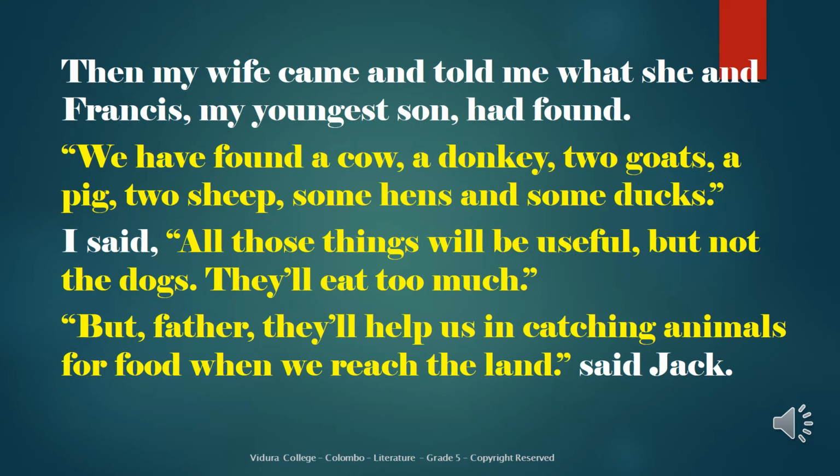Then Mrs. Robinson came and told Mr. David Robinson what she and Francis, the youngest son, had found. They have found a cow, a donkey, two goats, a pig, two sheep, some hens, and some ducks. So Mr. David Robinson said, "All those things will be useful, but not the dogs. They will eat too much." So when he said like that, Jack felt very sad and he didn't want to leave the dogs. So he said, "But father, they'll help us in catching animals for food when we reach the land."